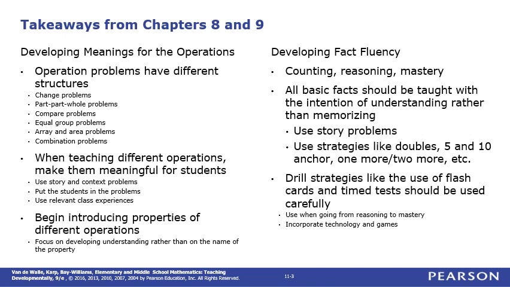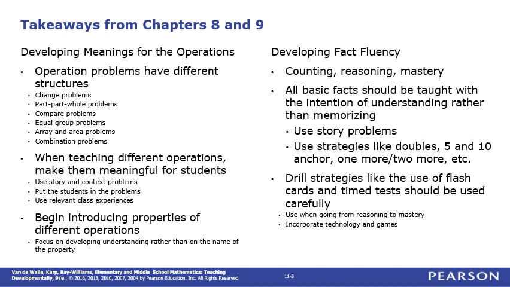And so the topics that you talked about in chapter 8, which were developing meanings for the operations and then developing fact fluency, those are all really important to what we're going to talk about today, which is place value and then developing strategies for addition and subtraction. So chapter 8 was all about developing meanings for the operations.